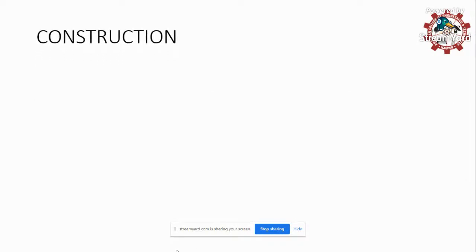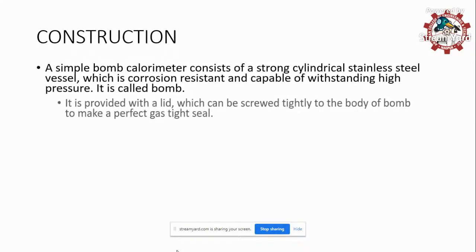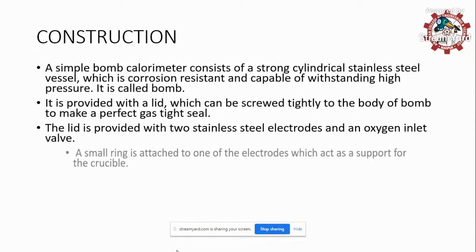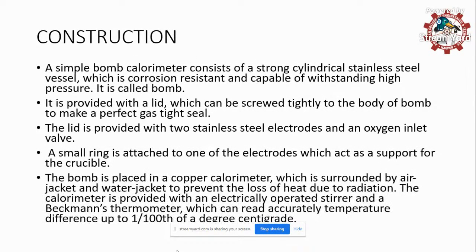Let's see about the construction. This is what is written for the construction part. I am going to show you the diagram, and from the diagram I'm going to tell you how the construction is done and how the working basically takes place. We'll just read the construction part, and then in very simple language I'll explain the exact construction.